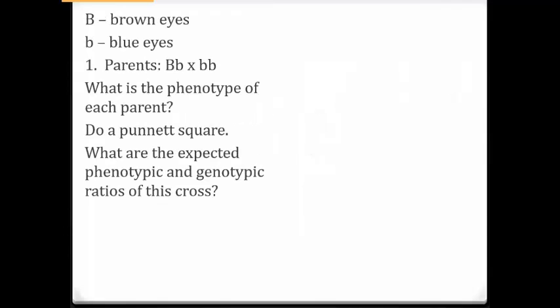So we're going to do some examples here now with humans, and we're going to say that this is completely dominant, that we have two choices. We either have brown eyes or blue eyes. They tell us what our parents are to begin with. That's important. And they want to know what the phenotypes of each parent would be. They want us to do a Punnett square. And then we need to write the expected phenotype and genotype ratios.